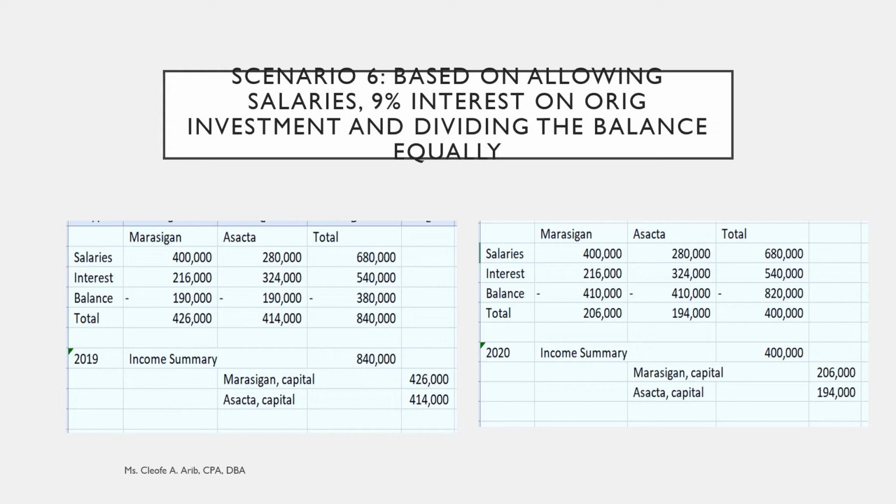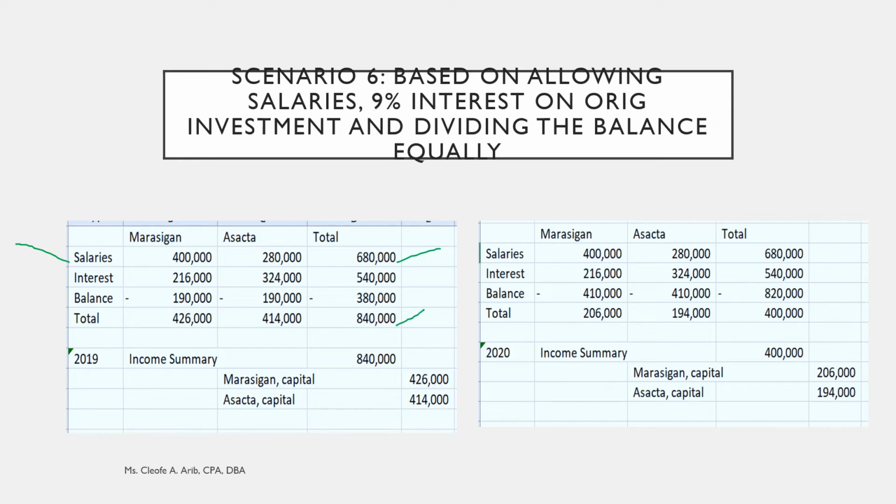So, ayan, medyo marami-rami na, no? Hindi lang interest, hindi lang salaries. This time, merong salaries, tapos 9% interest on original investment, and then whatever balance to be divided equally. So, yun lang. We just simply follow. So, for 2019, we give salaries. Ayun, 400 and 280 for Marasigan and Asakta respectively for a total of 680. Then we know that for 2019, the total amount that we will be distributing is 840.